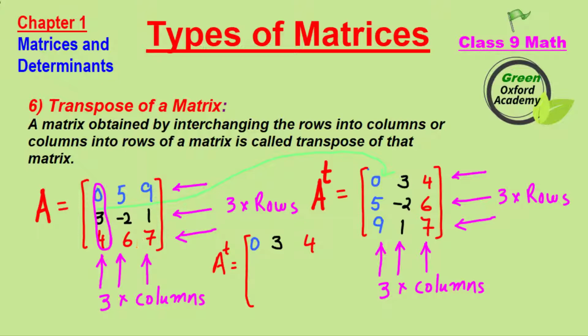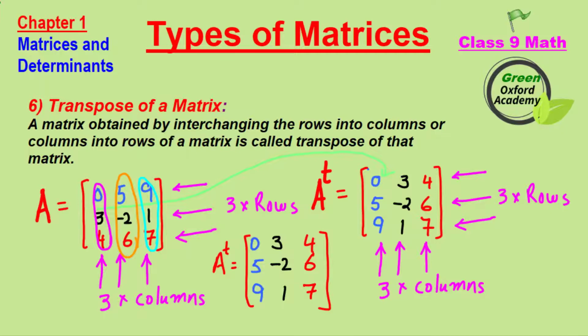Now I'm going to place the elements of the second column of matrix A into the second row of matrix AT, which is actually the transpose of matrix A. The elements of the second column of matrix A are 5, -2, and 6. Similarly, I am going to place the elements of the third column of matrix A into the third row of matrix AT. The elements of the third column are 9, 1, and 7. So, students, we have done the transpose of matrix A.